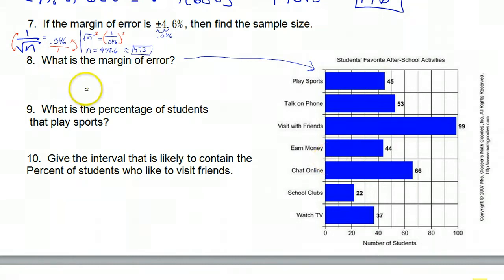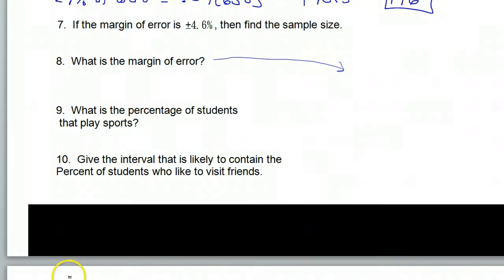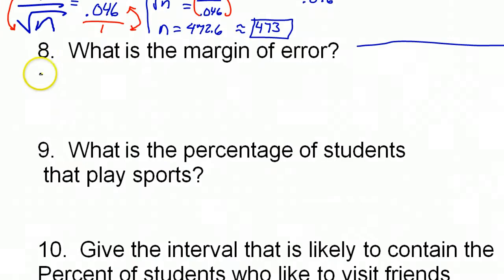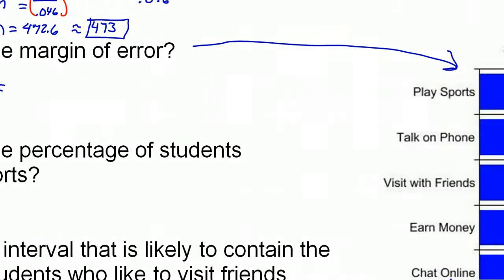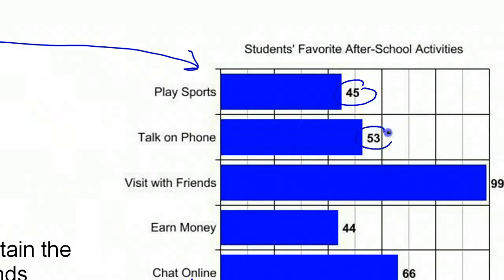Of course you know that the margin of error is 1 over the square root of the sample size. So the sample size here is going to be the total number of all the kids in the survey. If you add up 45, 53, 99, 44, 66, 22, 37, that's going to be your sample size. In this case, the sample size is 366. So 1 over the square root of 366, which is what I got by adding up all of these numbers right here.